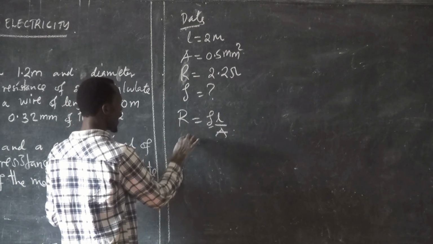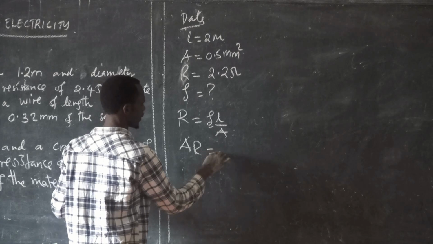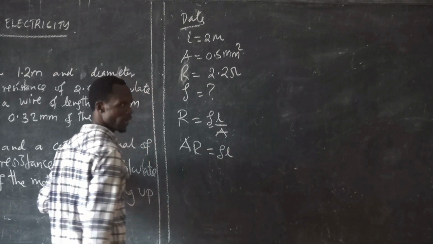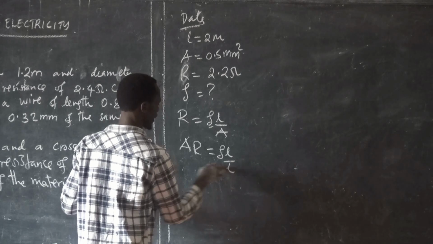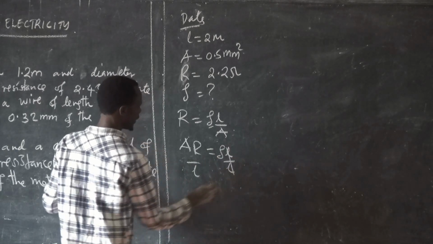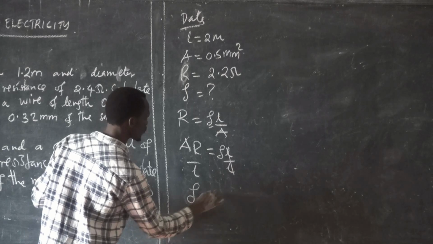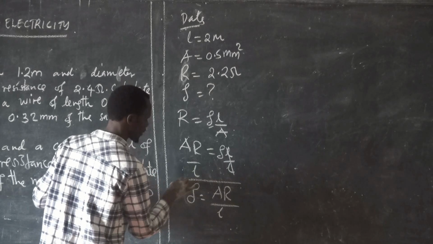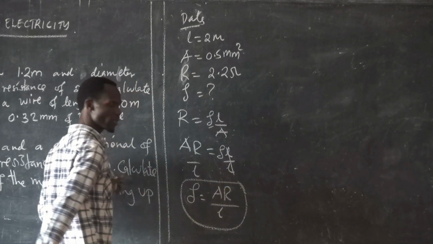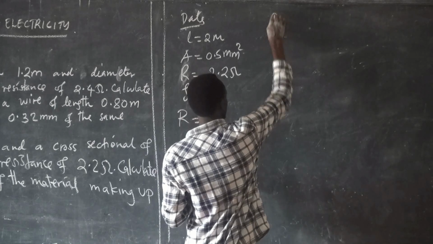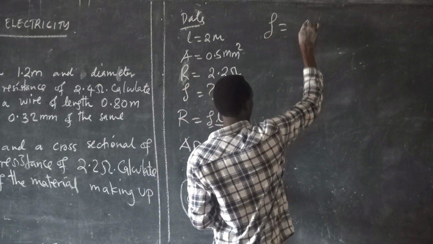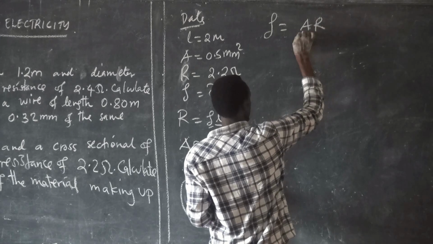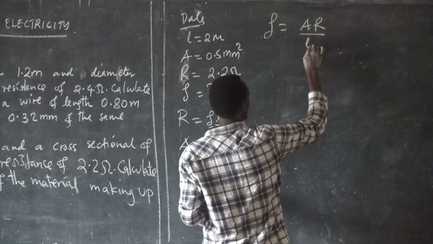Now you multiply by A both sides. You get A times R is equal to resistivity times L. Now divide by L both sides. Now remember, resistivity is equal to area times resistance over length of the conductor. This is the formula. Now calculating, resistivity is equal to area times resistance over length of the conductor.